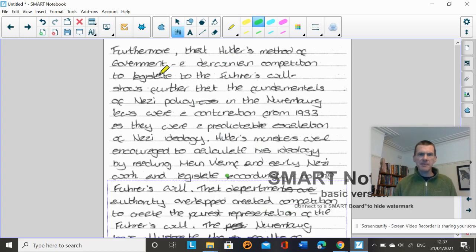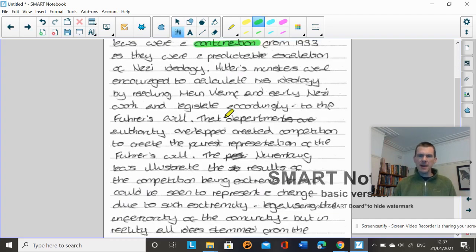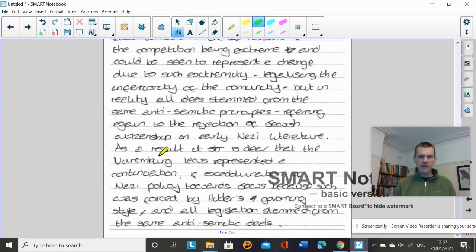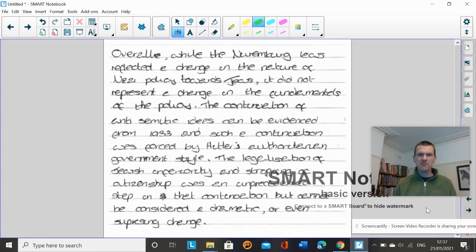Furthermore, Hitler's method of government, a Darwinian competition to legislate, further fundamentals were a continuation. So they've got quite big handwriting, but this is still in the first sentence. And then down here, hopefully, we're going to see the word continuation: represented the continuation, if exaggeration, which they spelled slightly eccentrically. So then, we'll come back to the conclusion later on, shall we?